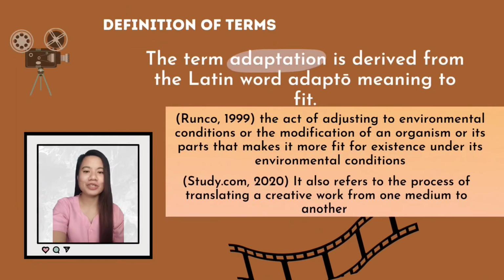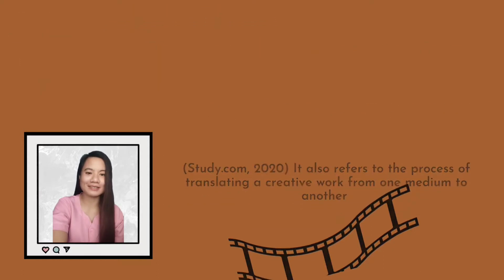For you to better understand our topic this morning, let's define a few terms. The term adaptation is derived from the Latin word adapto, meaning to fit. Its dictionary definitions are the fact of adjusting to environmental conditions or the modification of an organism or its parts that makes it more fit for existence under its environmental conditions. That's according to Runco 1999. It also refers to the process of translating a creative work from one medium to another. That's according to Study.com 2020.